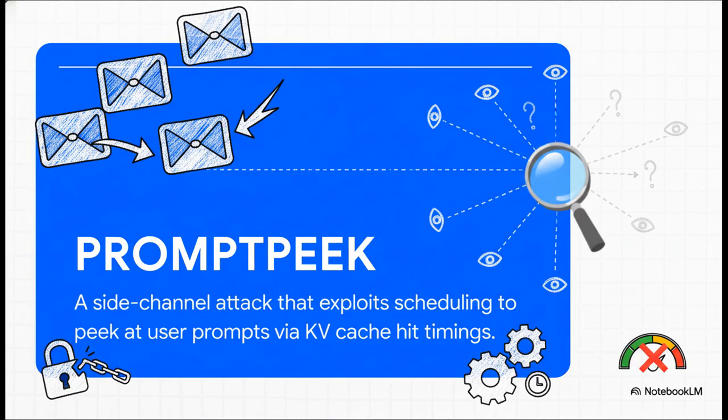The name of the attack is PromptPeek, and it's what's called a side-channel attack. That means the attacker isn't hacking the code or breaking encryption. No, they're just watching. They're watching for tiny clues the system gives off as it just goes about its normal business. It's like cracking a safe not by picking the lock, but by listening to the faint clicks of the tumblers. And what they figured out is that an attacker can tell if their prompt starts the same way as someone else's just by watching how the server responds.